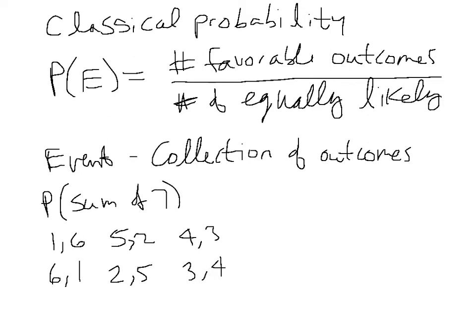So there are 6 favorable outcomes, and there are 36 equally likely outcomes. So that probability would be 6/36 or 1/6. This could also be noted in its decimal form as 0.16 repeating, and then it might be rounded to whatever would be appropriate for the given situation.